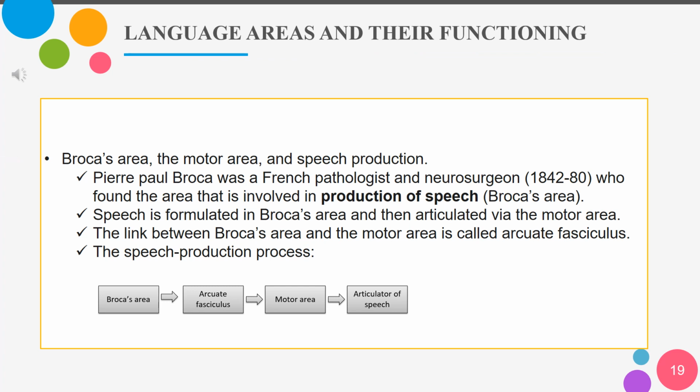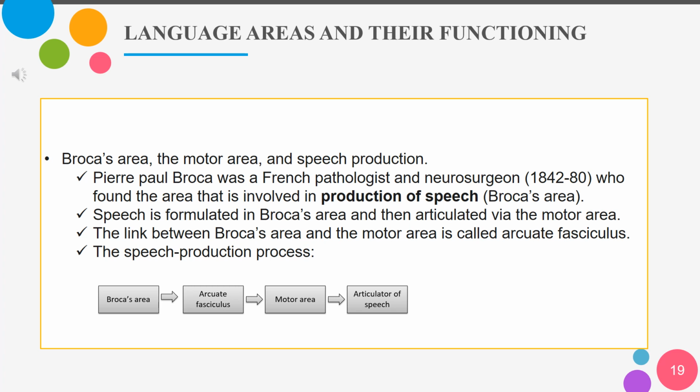After we learn about how the brain controls the body and the lateralizations, we move to the next big topic, which is language areas and their functioning. First, I will explain to you about Broca's area, the motor area, and speech production. Pierre-Paul Broca was a French pathologist and neurosurgeon, active from 1842 up to 1880, who found the area that is involved in the production of speech, which was later called Broca's area.